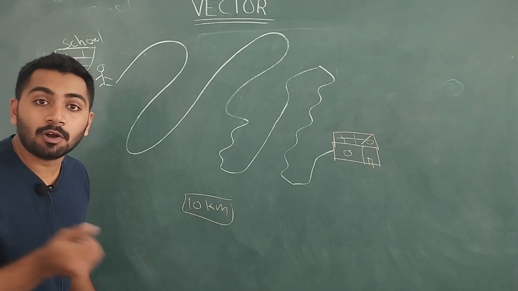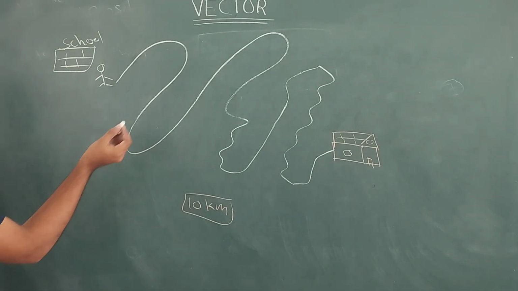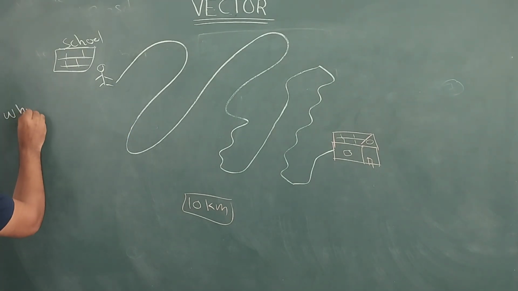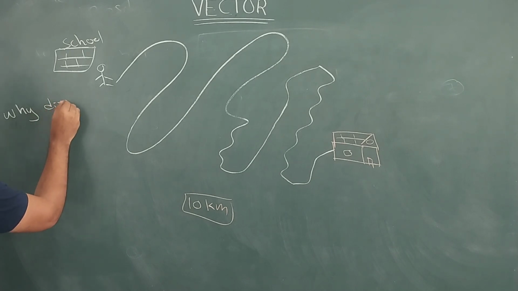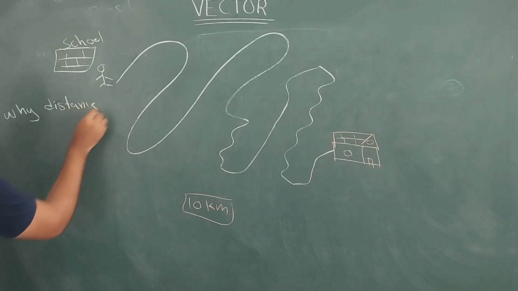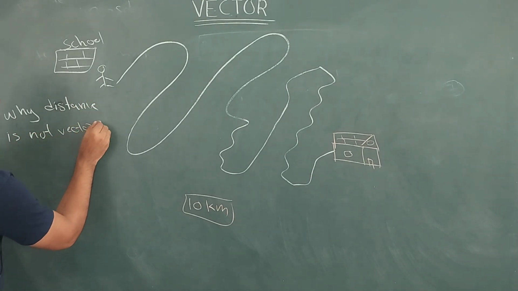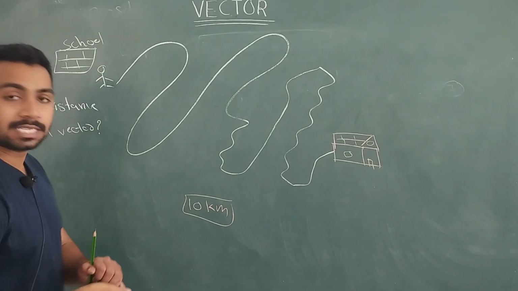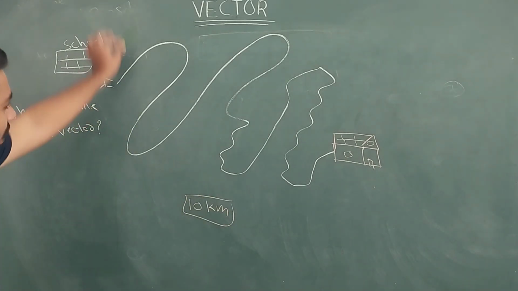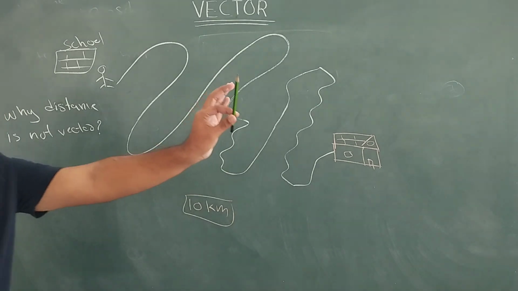Why is distance not a vector? Very simple. See, if you start here, I am indicating direction.